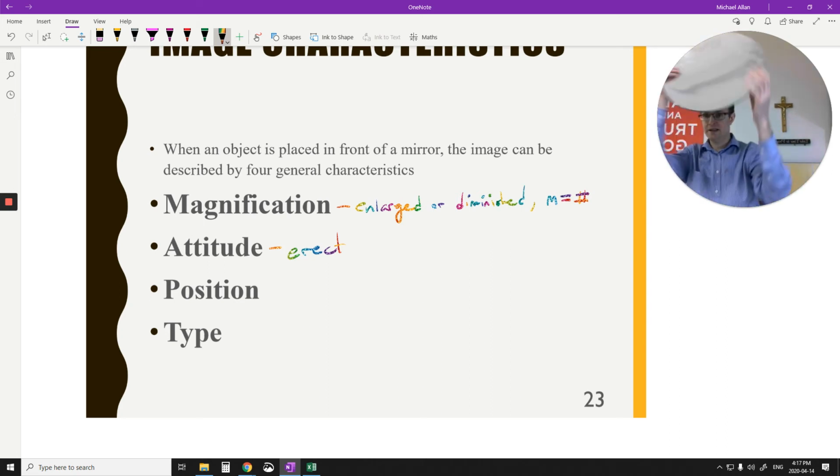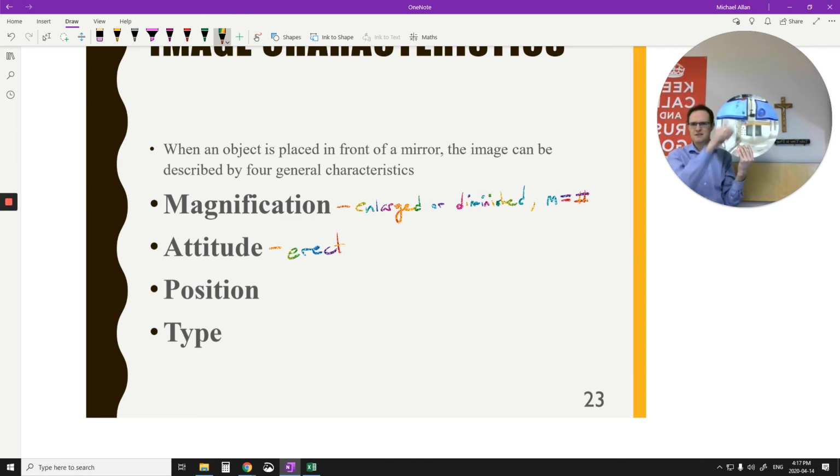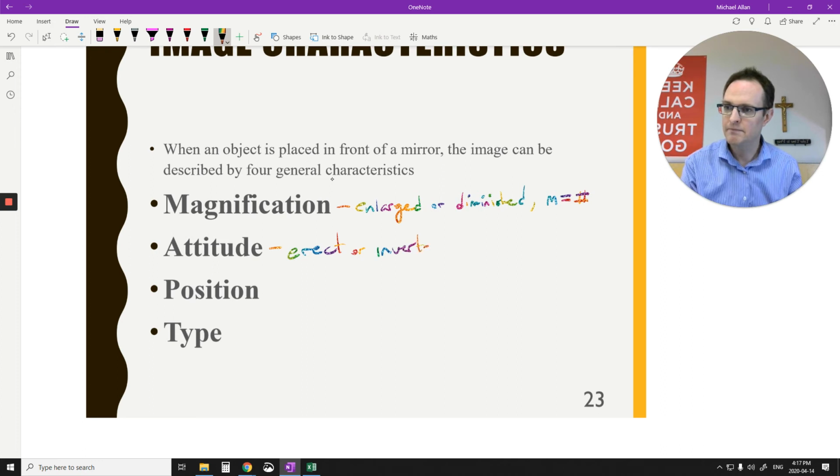If it's inverted, it's upside down. So I bring this back here, and you can see that this is upside down. Here's the roof, and there's the floor in my image. This is an upside down, inverted image. It's kind of hard to see, but if I point upwards, you can see the roof there, and that would be the ground. Everything's upside down here. So that would be an inverted image. So erect or inverted. Now, there's no number for that. There's just a qualitative descriptive word.